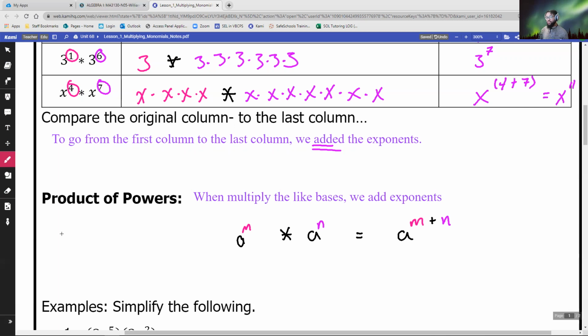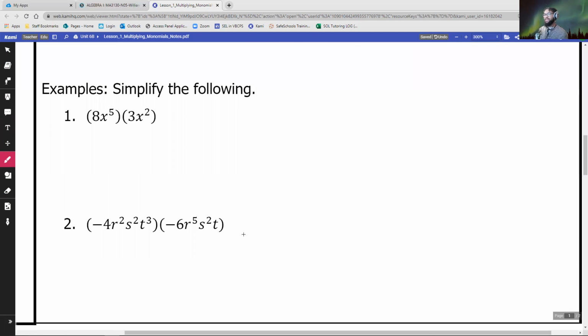Okay, so using that, we're going to look at another example. I'm going to do one, and then I'm going to leave the one that's a little bit more difficult for you all to test your abilities. All right.